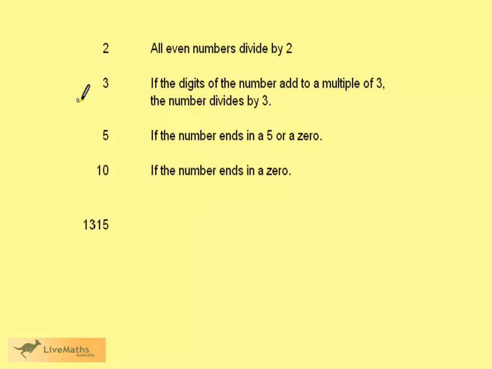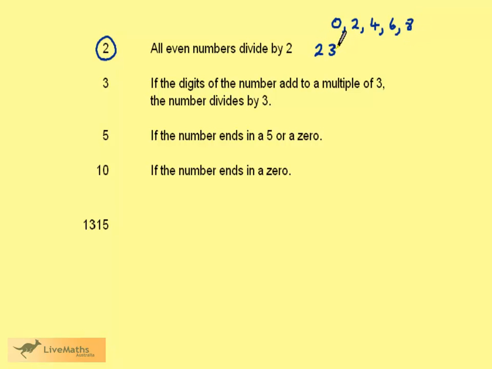Here we're going to look at some divisibility tests. Let's start by looking at 2. All even numbers divide by 2. An even number would end in a 0, a 2, a 4, a 6, or an 8.